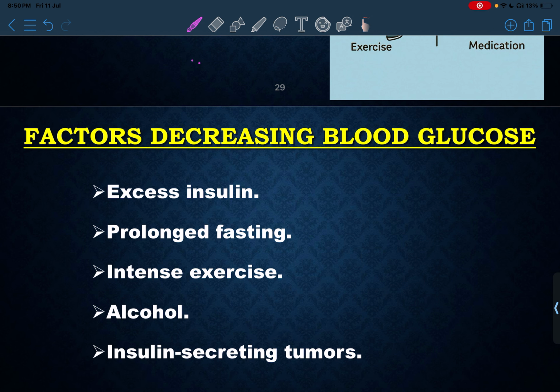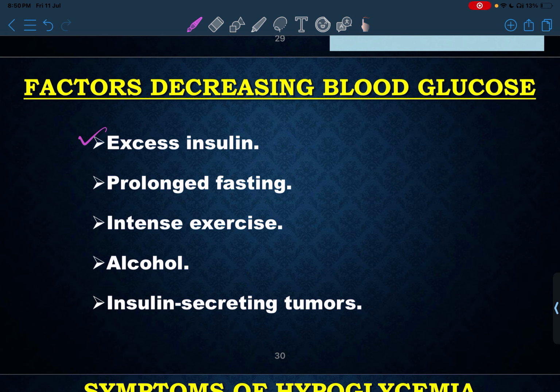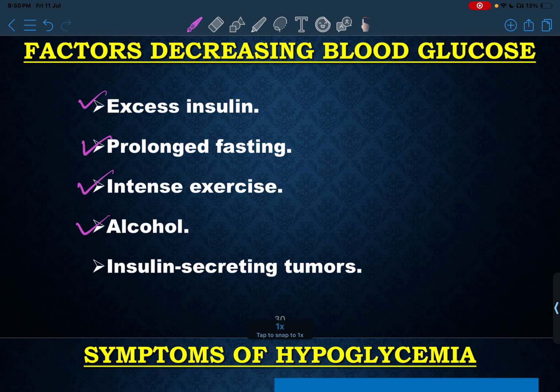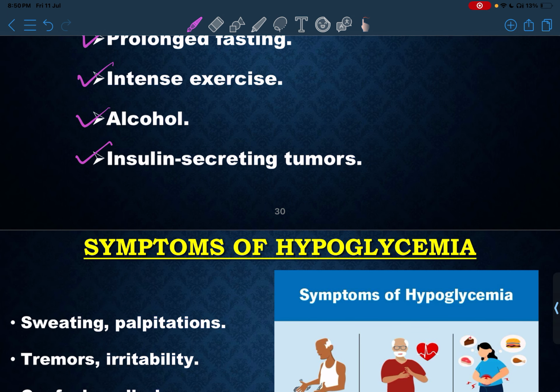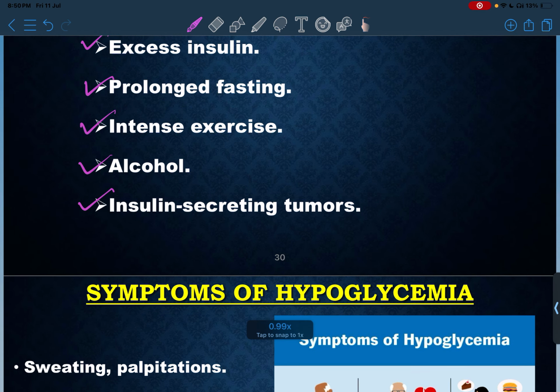Factors that decrease blood glucose: excess insulin, prolonged fasting, intense exercise, alcohol. Alcohol also can decrease the blood glucose. Insulin secreting tumors. So if there is any tumor in the pancreatic beta cells, there will be excess stimulation of the beta cells, and it can result in an increased amount of insulin secretion, and there will be a very dangerous condition.